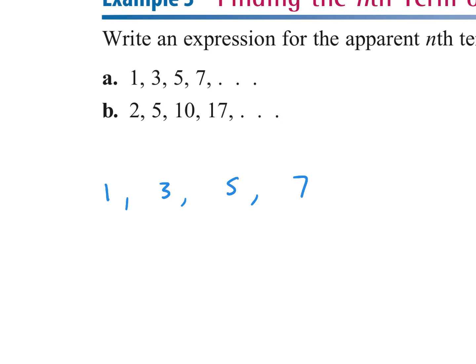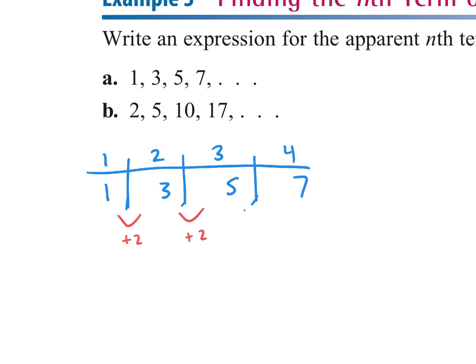In the next couple sections, so 8.2 and 8.3, we're going to have formulas to help us come up with the expression, but for now we just kind of have to use our brains a little bit. So these are my first 4 terms. So I have term number 1, term 2, term 3, and term 4. What do I do to go from 1 to 3, 3 to 5, 5 to 7? What am I doing? I'm adding 2 each time. So add 2, add 2, add 2.